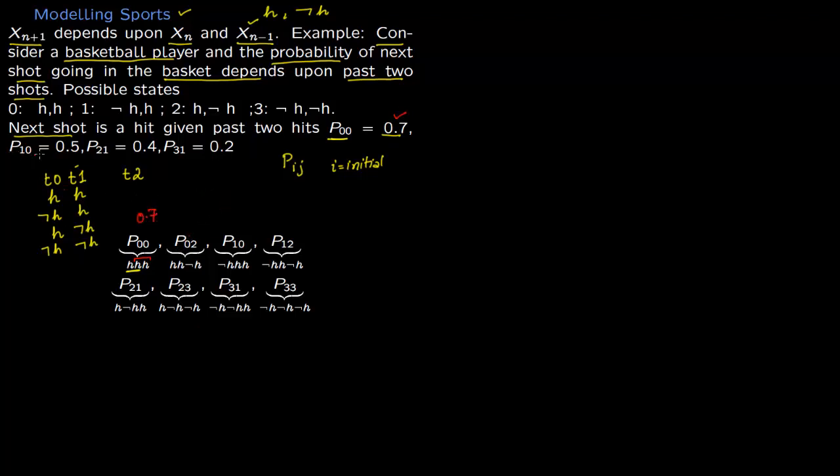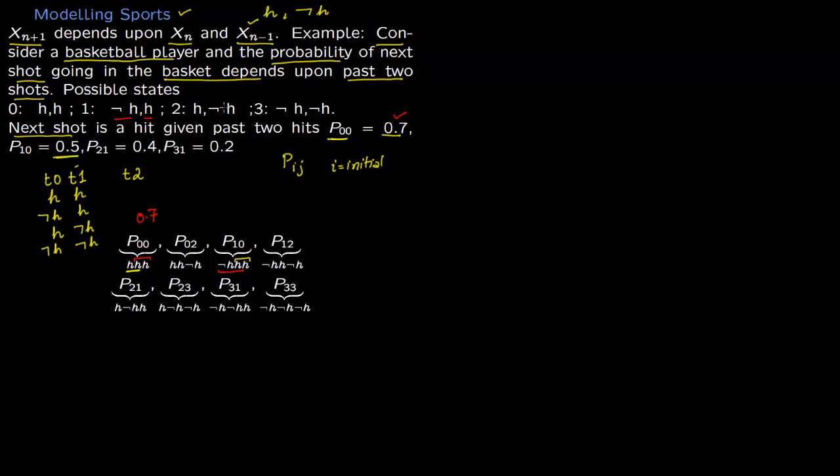Then we are given P10 as 0.5. What is P10? Here is P10. First you have 1, that is a not head and a head, and 0 is two heads. So the third shot is going to be a hit, considering that you did not have a hit in xn minus 1 and in xn you had a hit. This is given to you as 0.5.